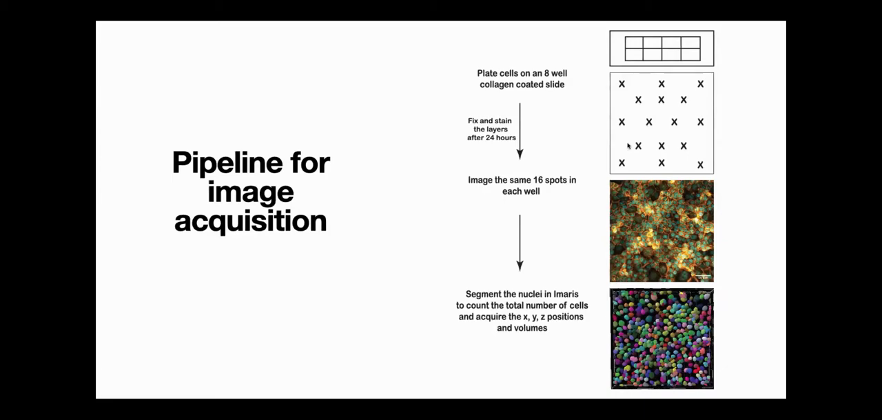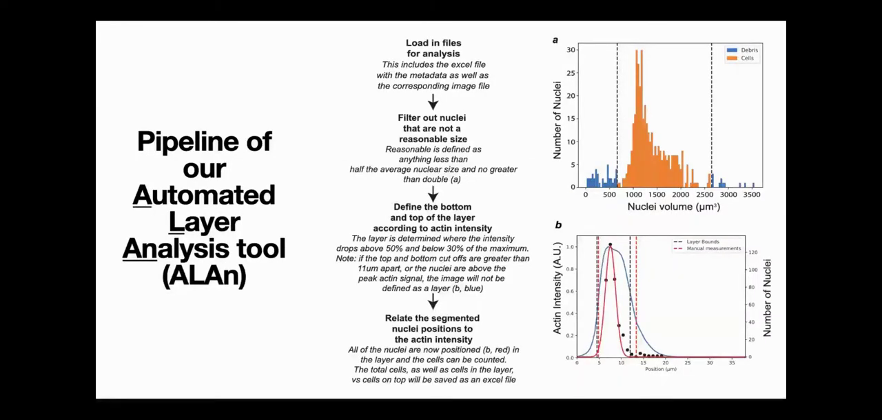And then once we have these images, we use the cells tool in Imaris to segment out all of the nuclei in the image, shown down here. And this then gives us the X, Y, and Z positions of all of the nuclei as well as the volumes. Then we can use this information as well as the original corresponding image file to load into our automated layer analysis tool, which is Alan.